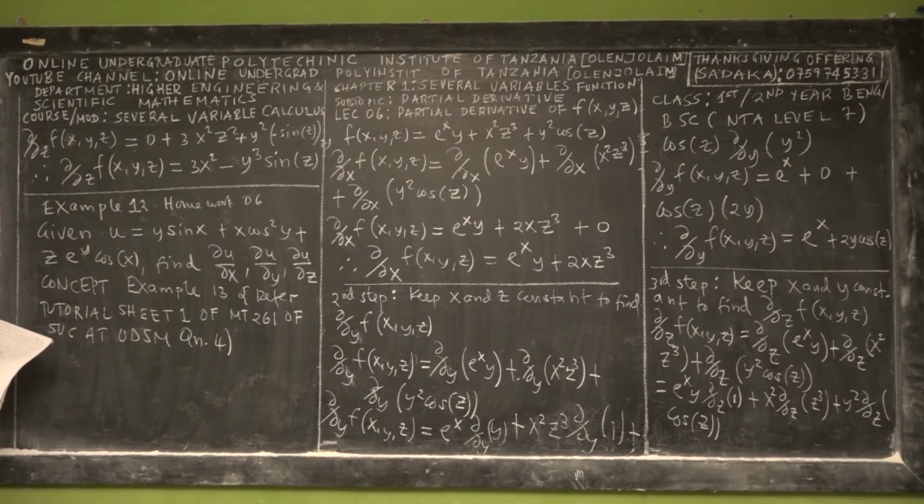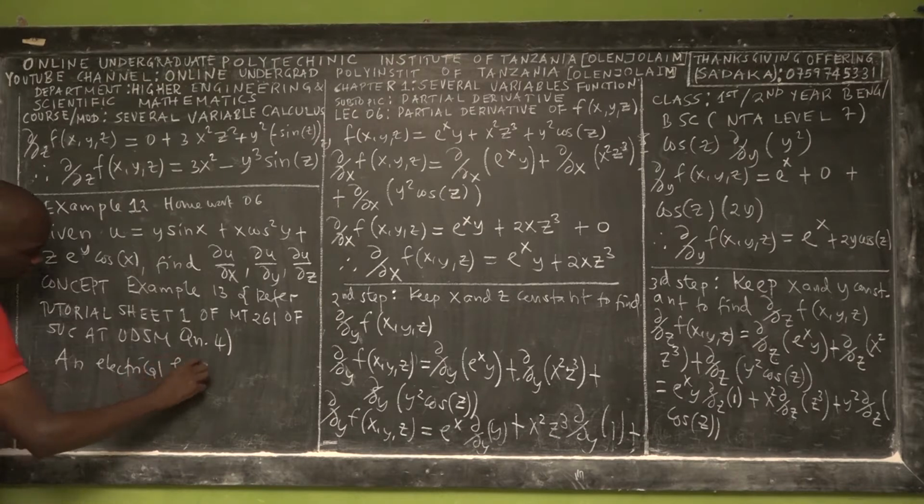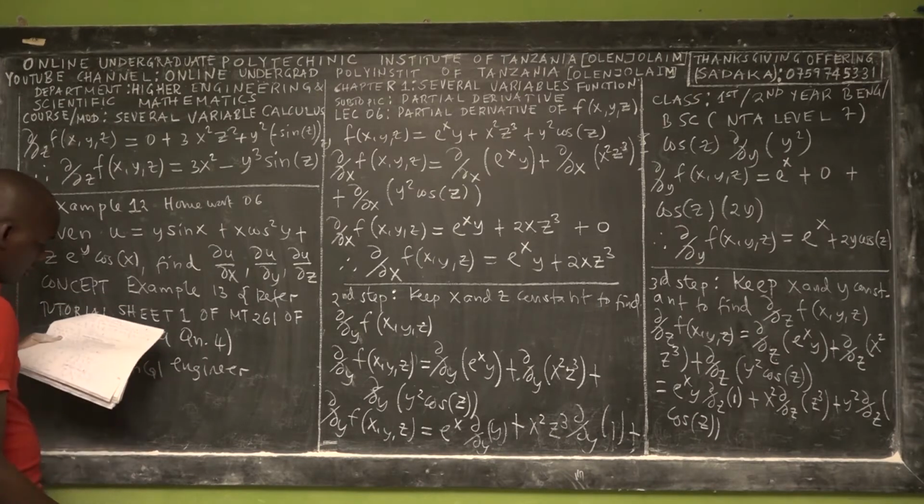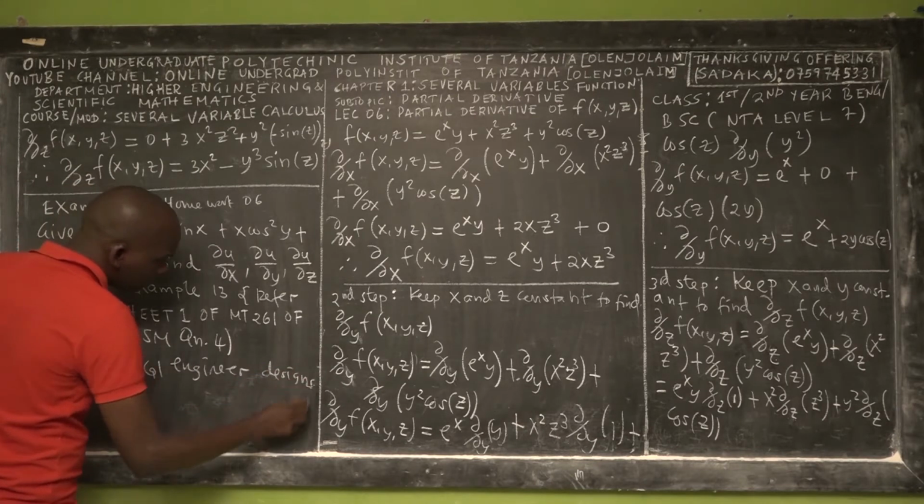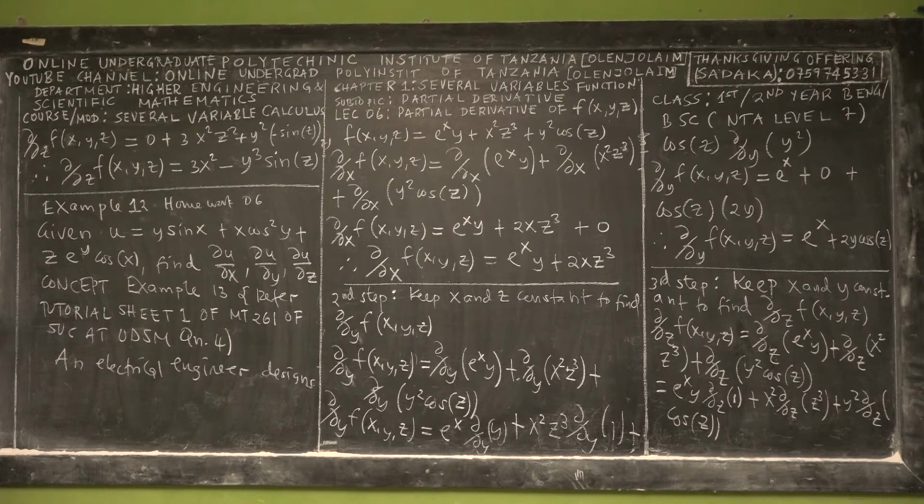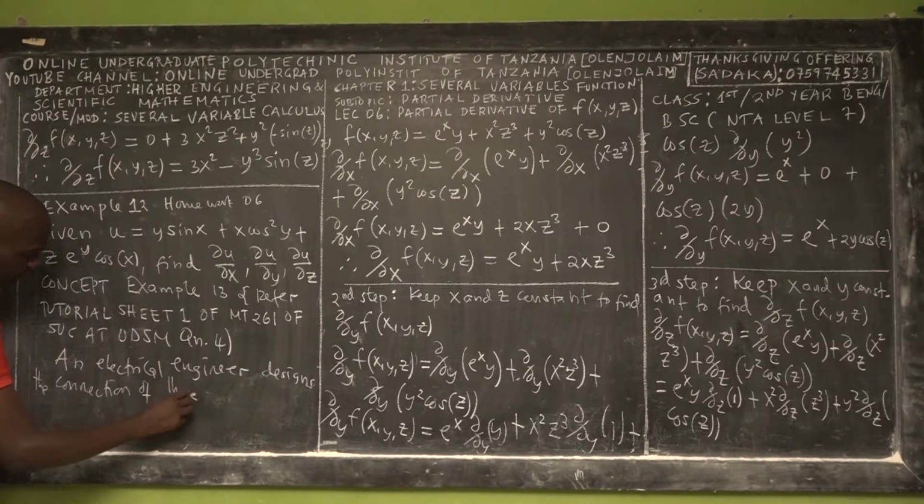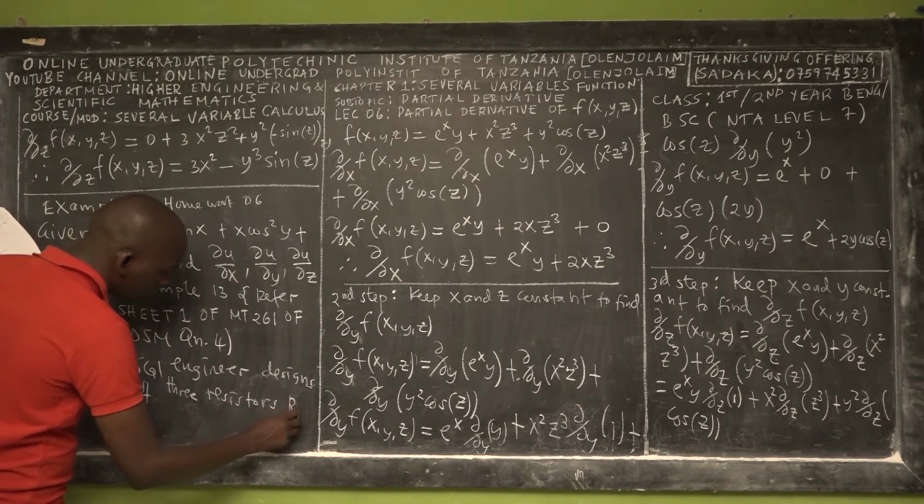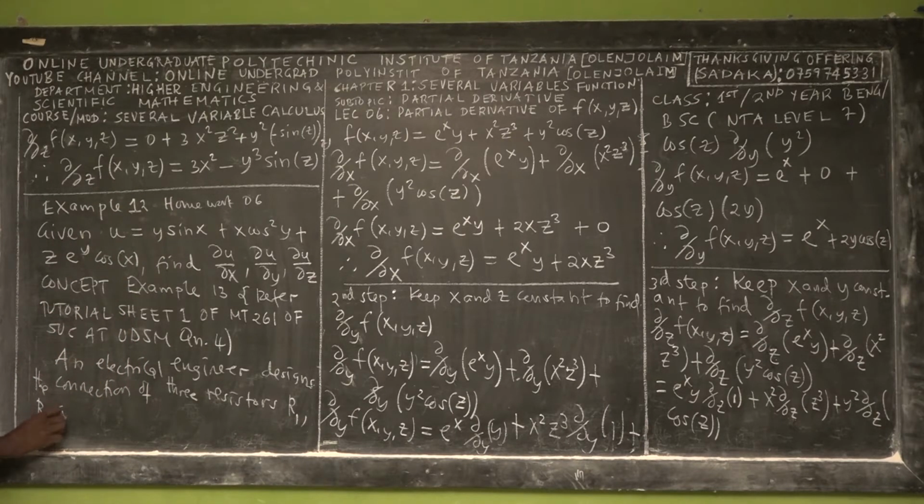Ladies and gentlemen, here is the question. An electrical engineer designs the connection of 3 resistors R1, R2, and R3 ohms in parallel.